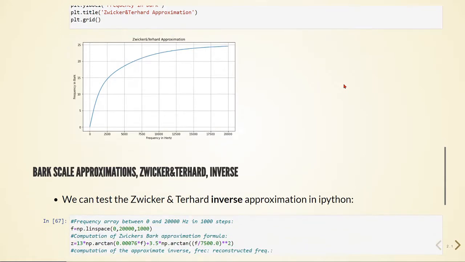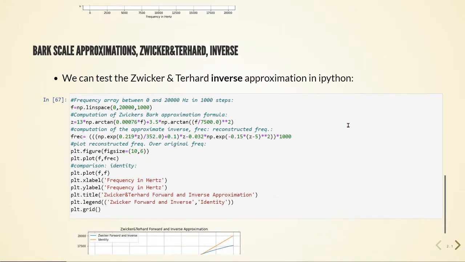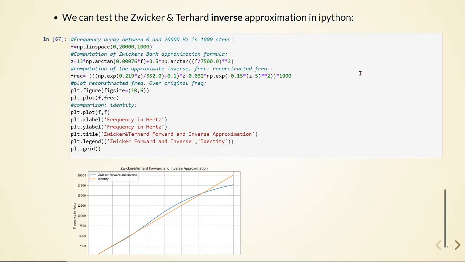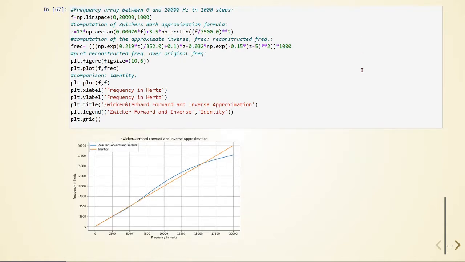We can also test the inverse approximation, and we do the same thing. We have the frequency array between 0 and 20 kilohertz in 1000 steps. We make the computation of this Zwicker Bark approximation formula and the computation of the inverse. And here we can plot the reconstructed frequency over the original frequency, and that's what we see here. Here we have the identity, and here we have the Zwicker forward and inverse.